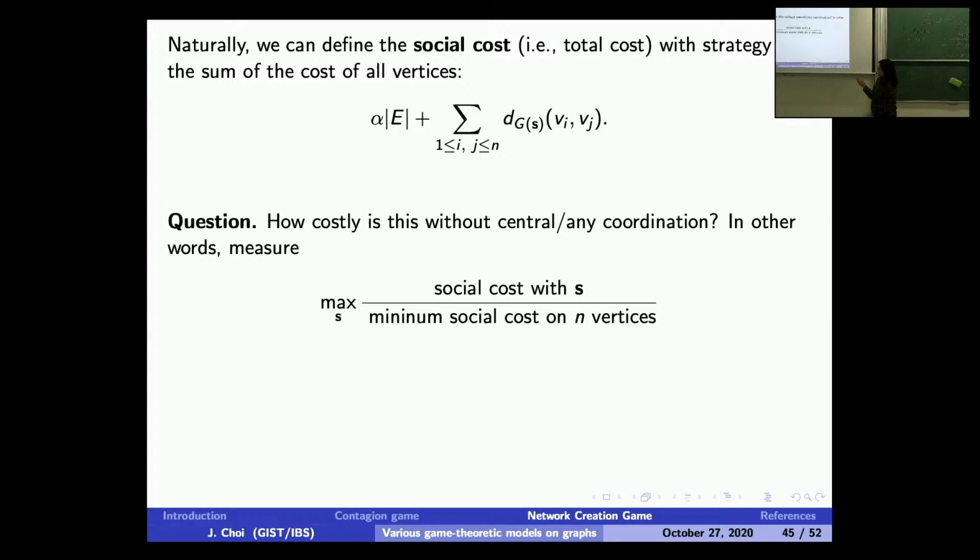In other words, we want to measure the maximum ratio of this social cost over the minimum social cost on n vertices. Now you can find an answer to minimize this total cost. What kind of structure will make this minimum? But things are not working this way. There's no central controller to say you have to connect with this vertex and that vertex first. No, everybody is very selfish. They just want to maximize their own benefit. That's the situation.